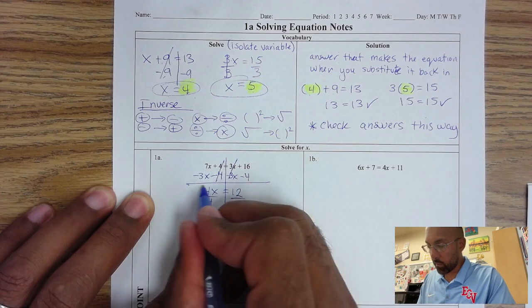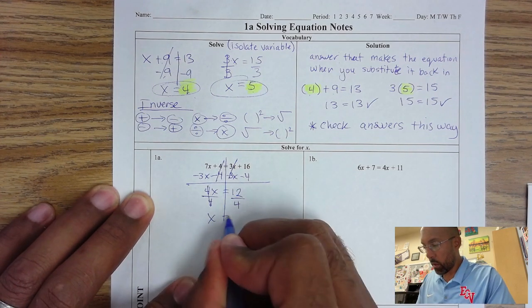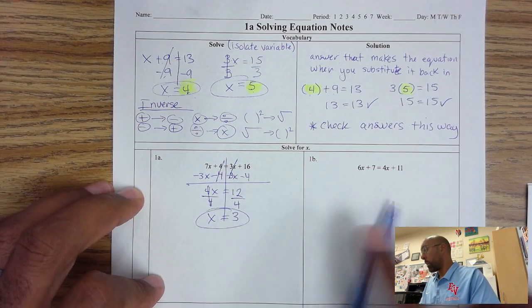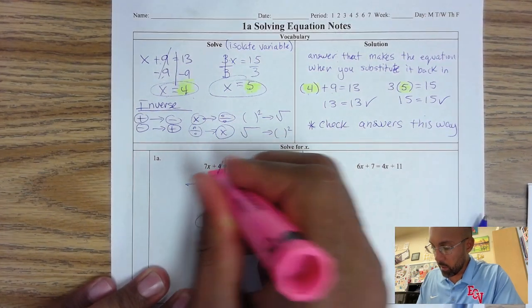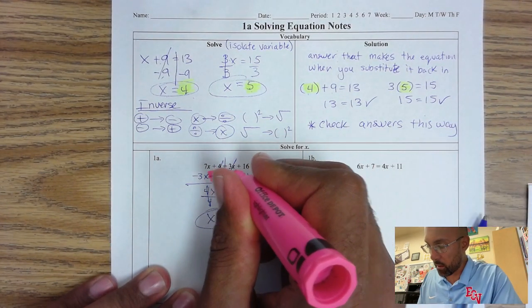Okay, the inverse of multiplication is division. Divide by 4, we get 3, and that's our solution. Okay, so again, the key thing is always do the inverse. If you see plus, make sure you subtract. And if you see minus, then you're going to add.